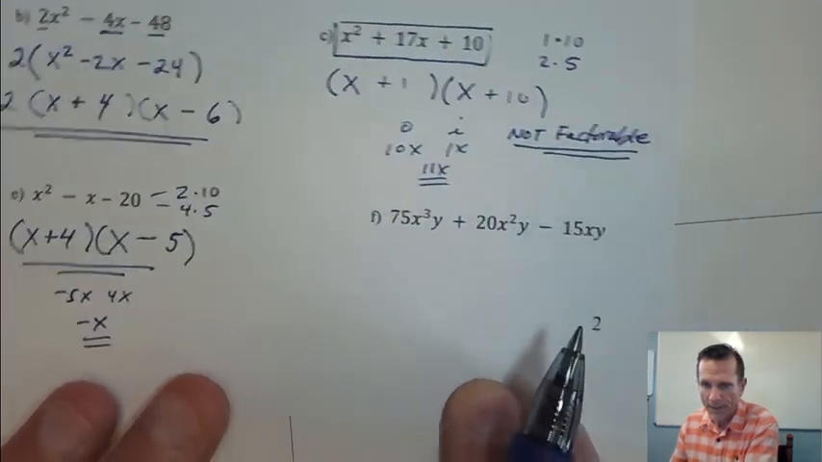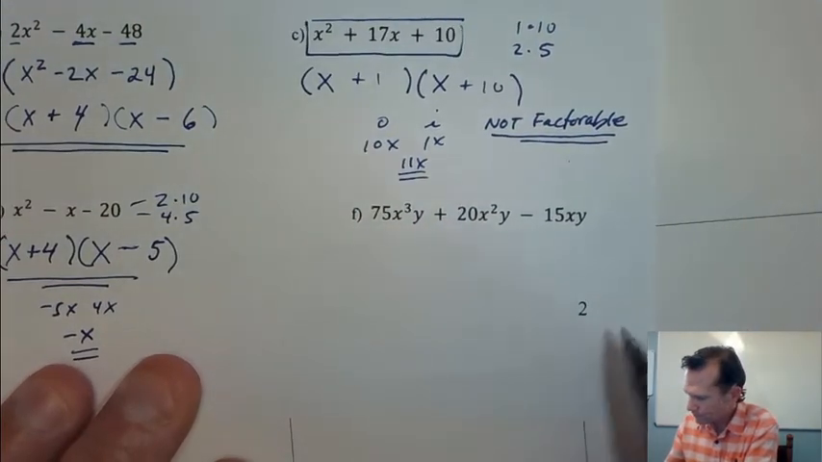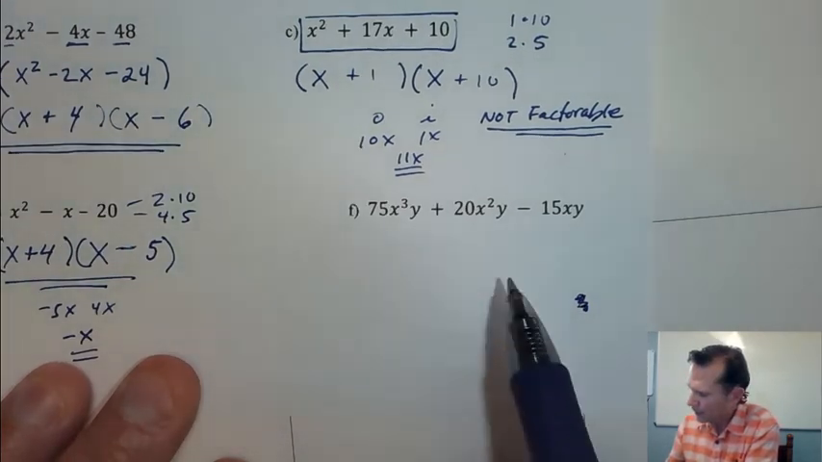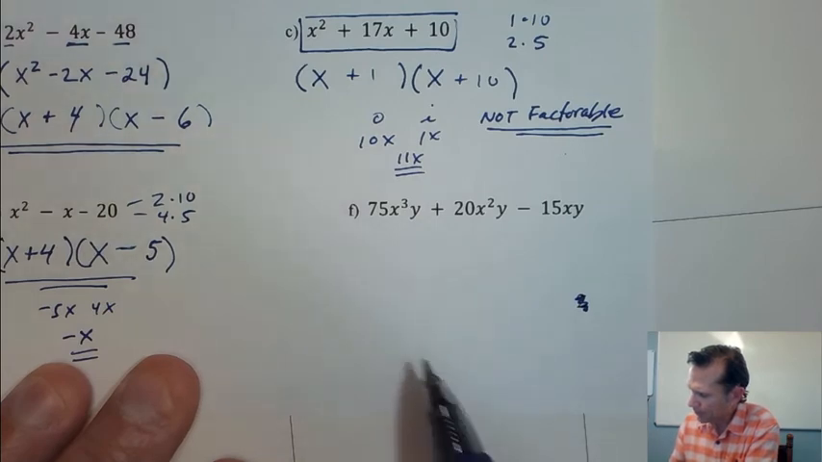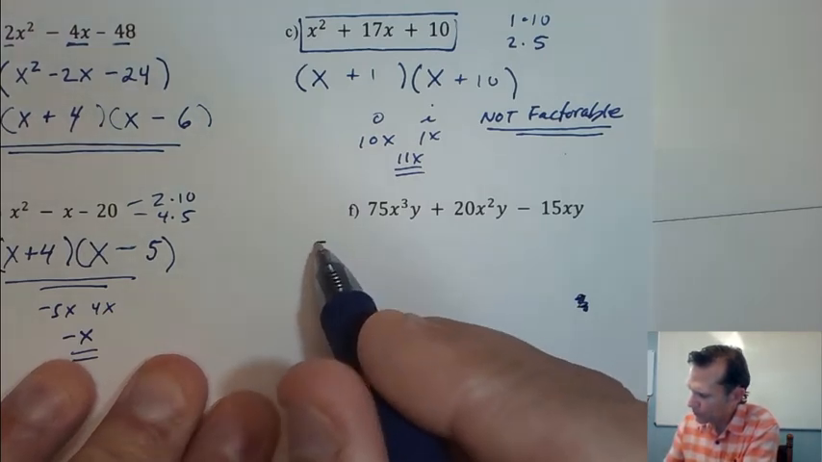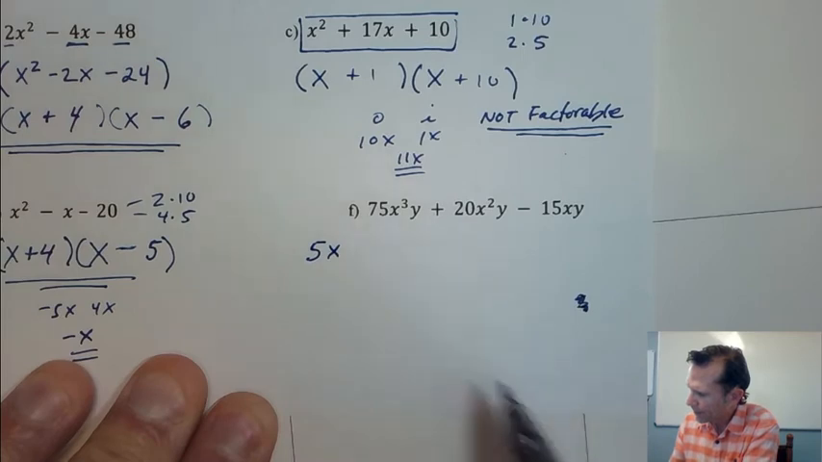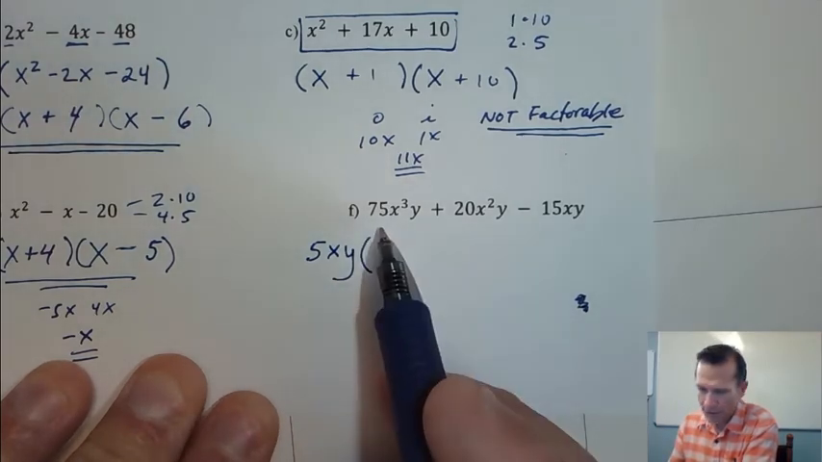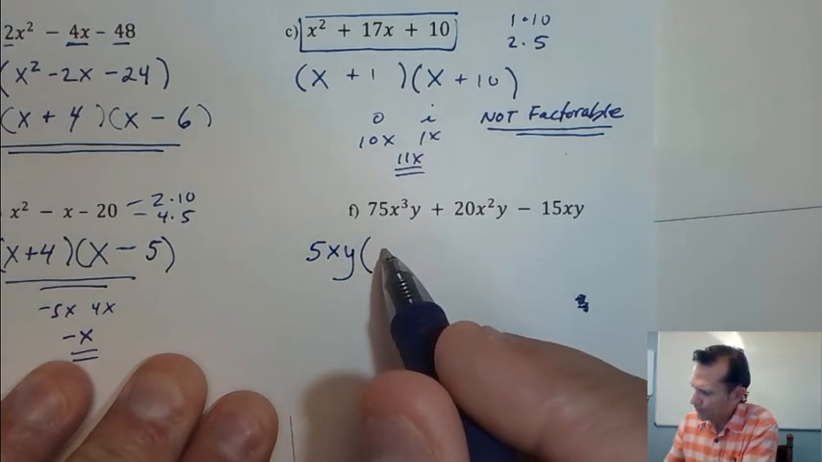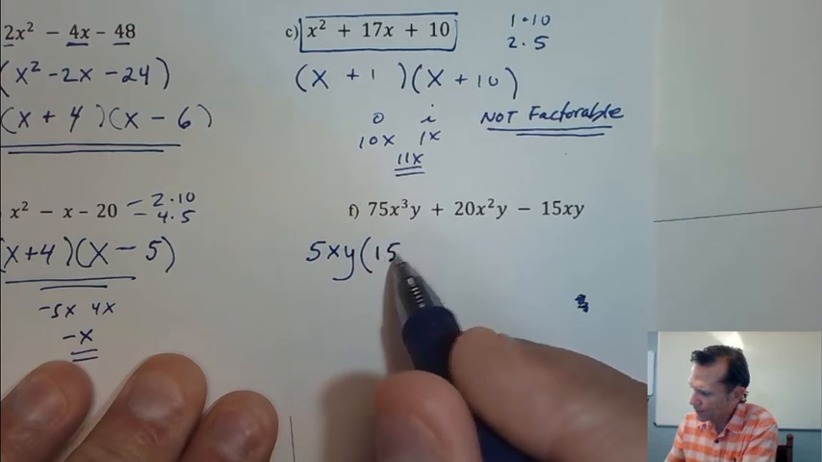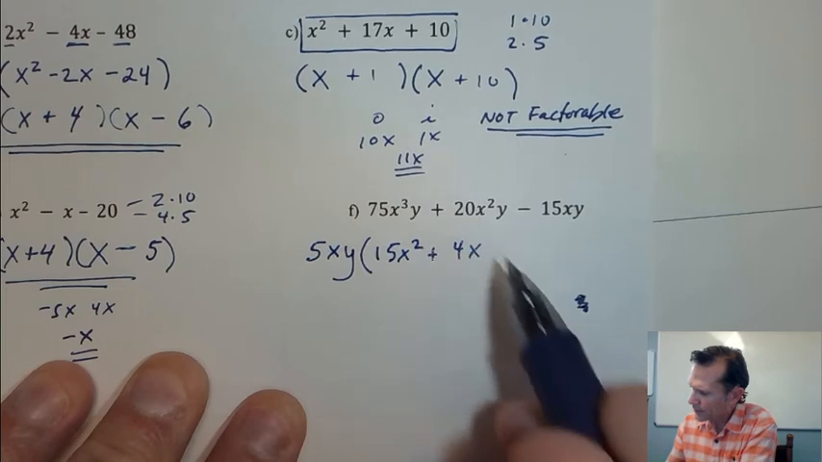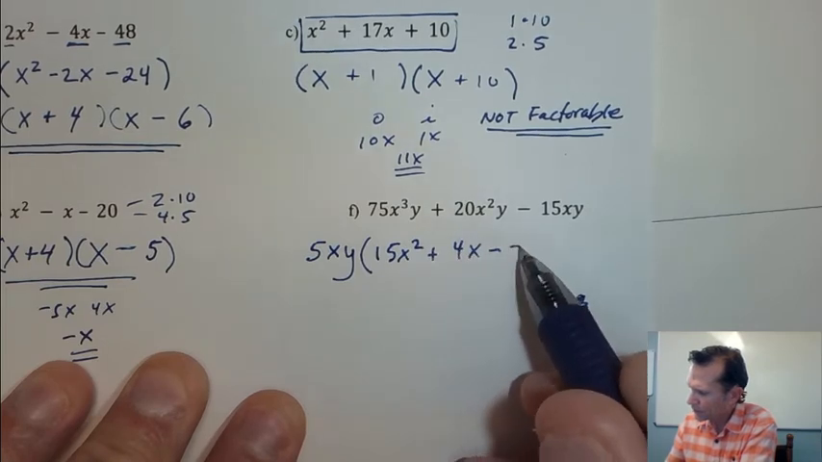All right. And then looking at f here, I'm going to scribble over the page number here so we don't get confused. I do have a GCF of 5x, so I'm going to pull this GCF of 5, actually it's 5xy out front, and 5 goes into 75 15 times, so I have 15x squared plus 4x and then minus 3.